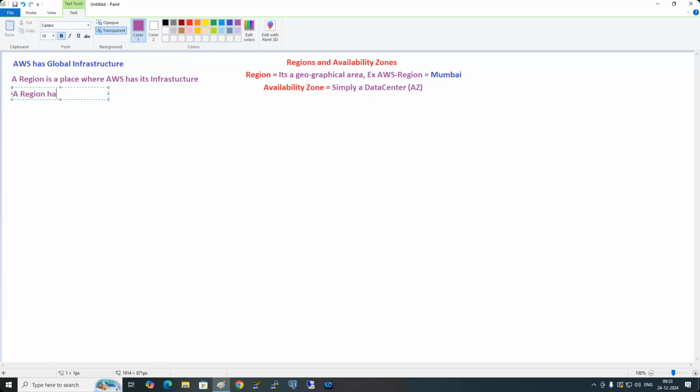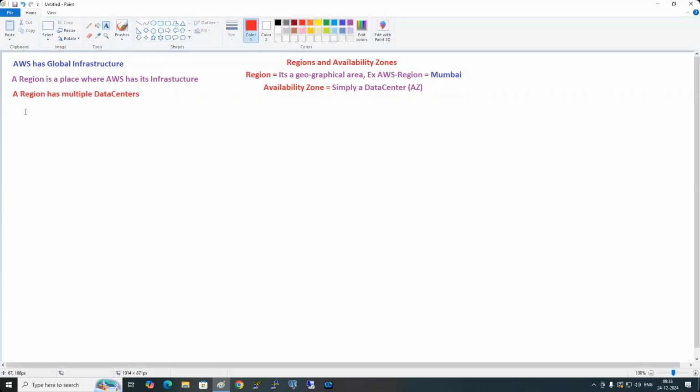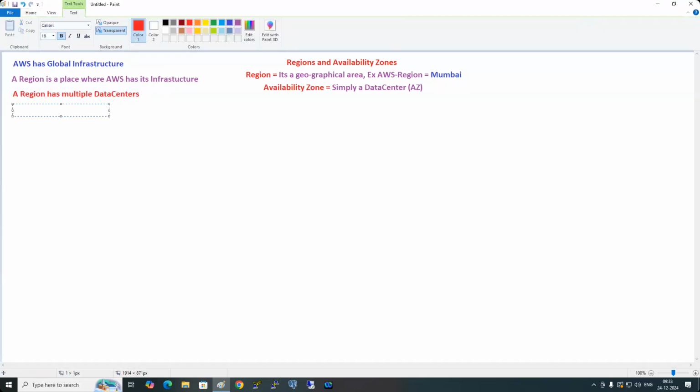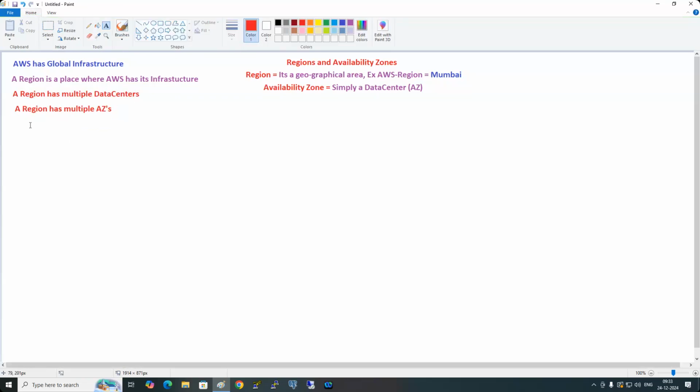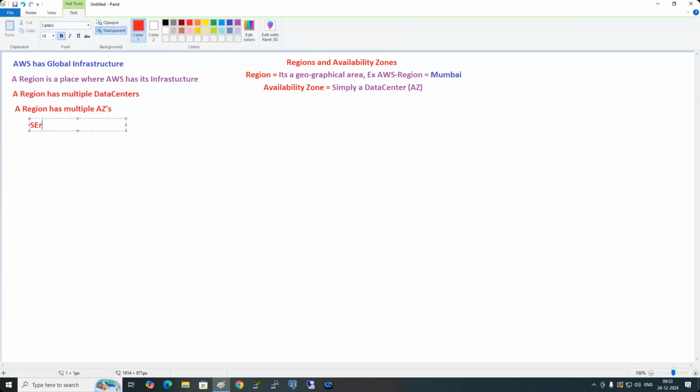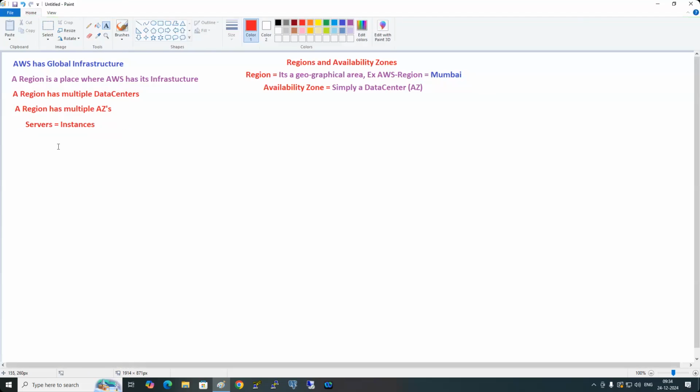I'm writing here: a region has multiple data centers. Is it good to call them data centers here? No. So what should we call them from now onwards? A region has multiple availability zones. Fantastic. And you know very well what servers are called in AWS: instances. So an availability zone is simply a data center.